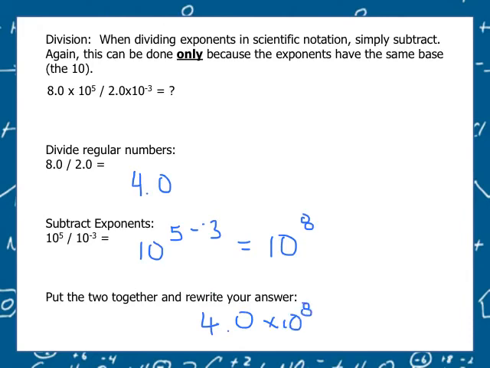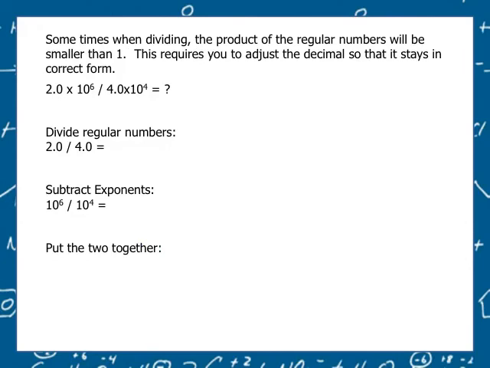All right. And if you're really on your toes, you'll probably guess that we can have the same sort of issue that we had with multiplying, only now instead of having more than one digit in front of the decimal, we might have things with less than one digit in front of the decimal. And we will adjust that accordingly. So what I've got here is I have my regular numbers. 2 divided by 4, please don't say 2. 2 divided by 4 is a half, so 0.5.